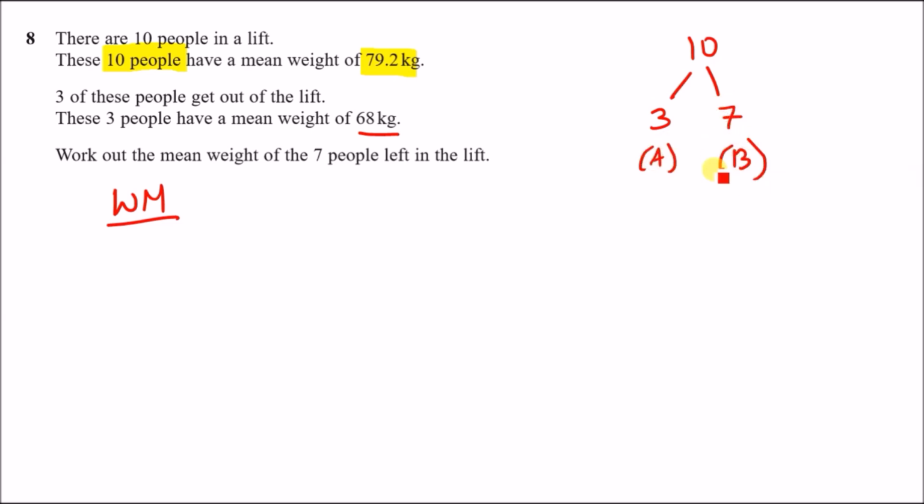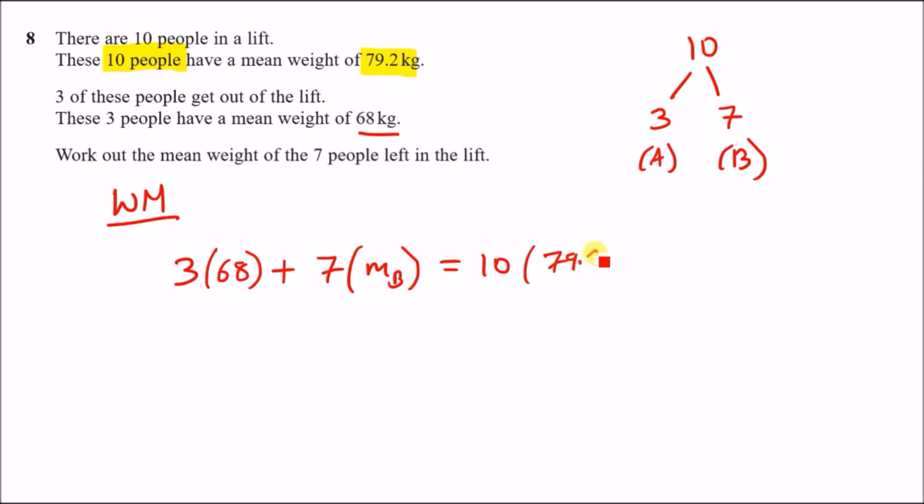To write an equation, of these 3 people, group A, they have a mean weight of 68 kg. So this is A times the mean weight of A, plus group B, which is 7 people, who have a mean weight of, let's just call it M, so B times M. It must equal the total number of people, which is 10, times the total mean weight, 79.2. So group A times its mean, plus group B times its mean, equals everybody times the total mean. All we have to do is find the value of M for B.